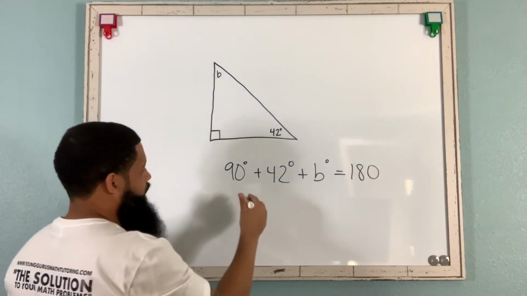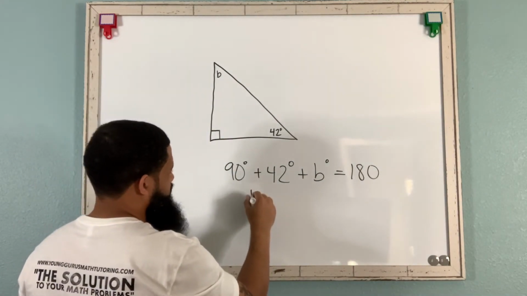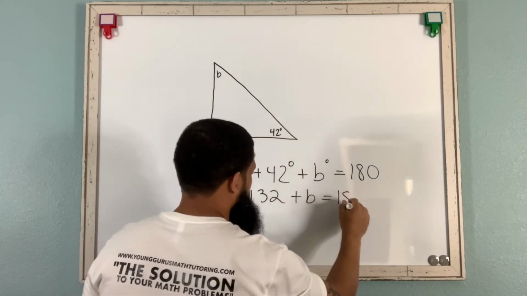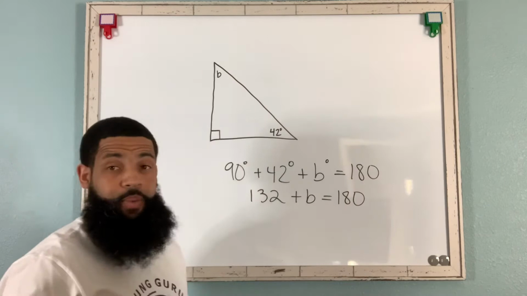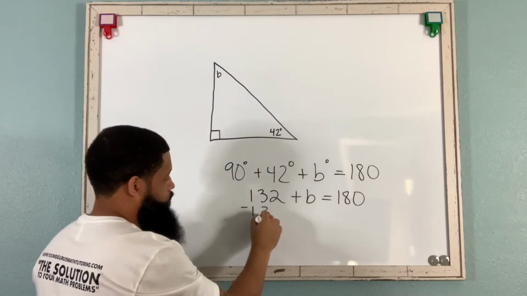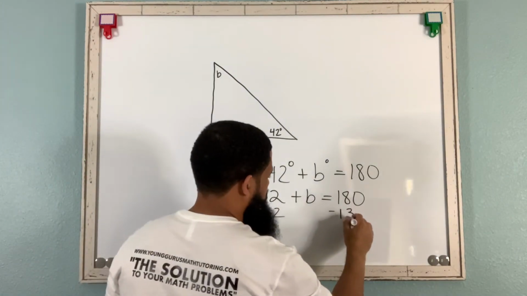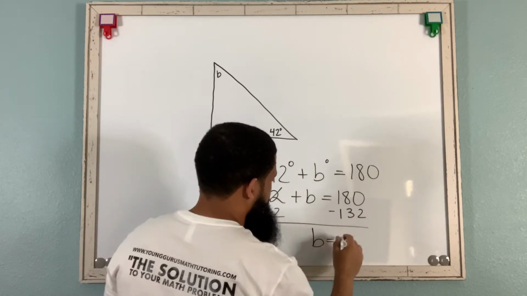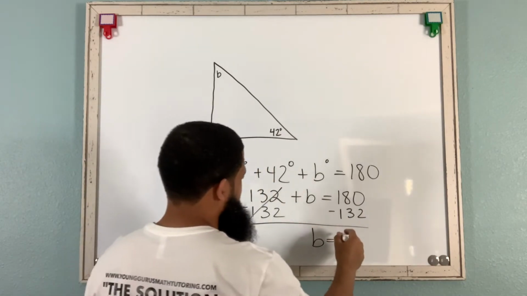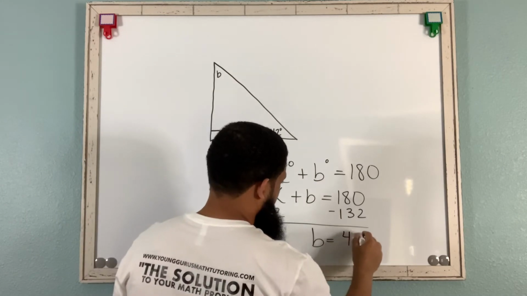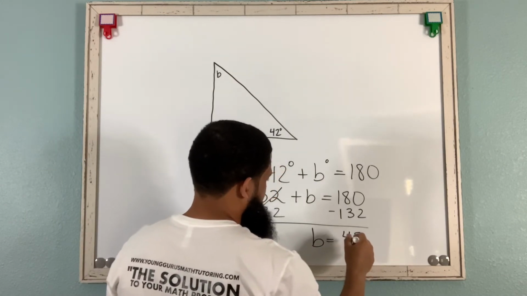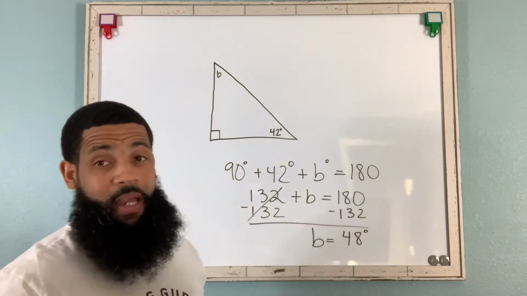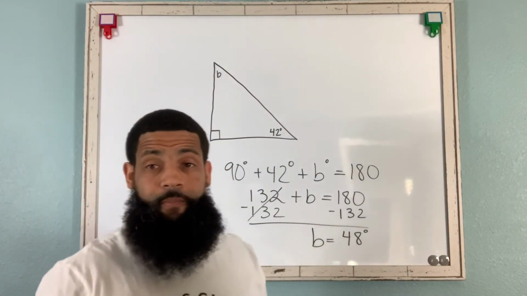So now I could add these two together. This is 132 plus B equals 180, and then now I can solve for B by subtracting 132. So B equals 48. Yeah, B equals 48 degrees. Why? Because of the triangle sum theorem.